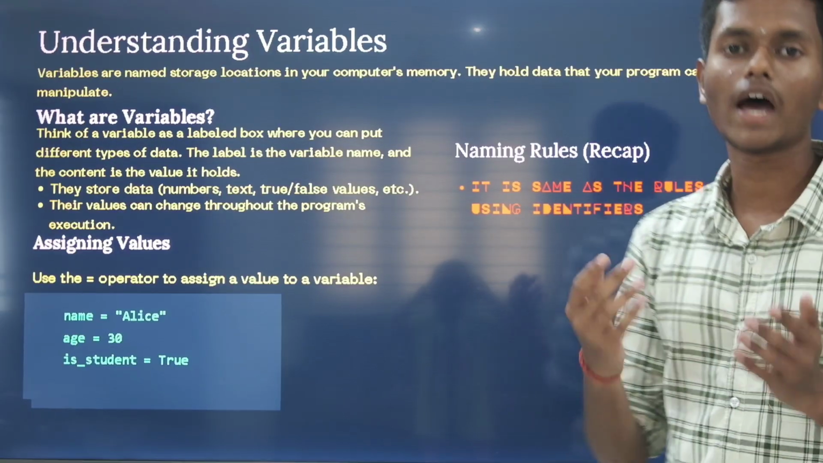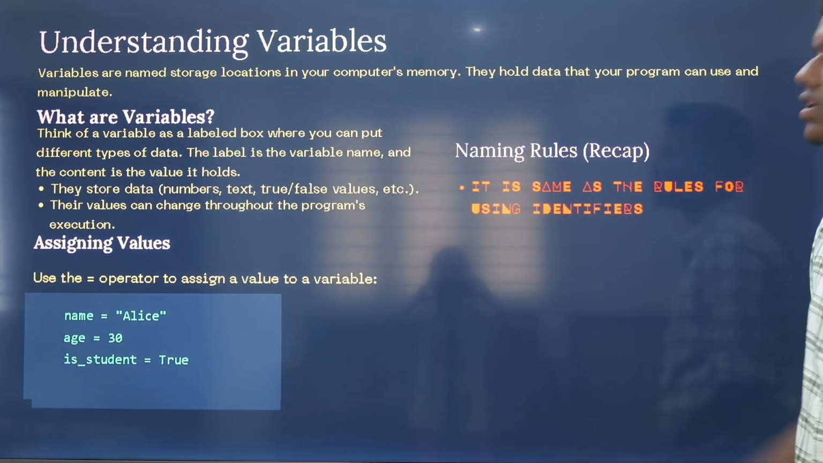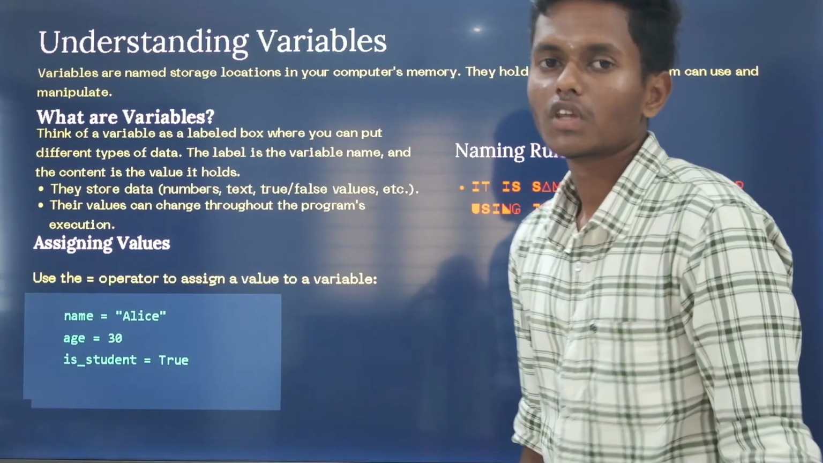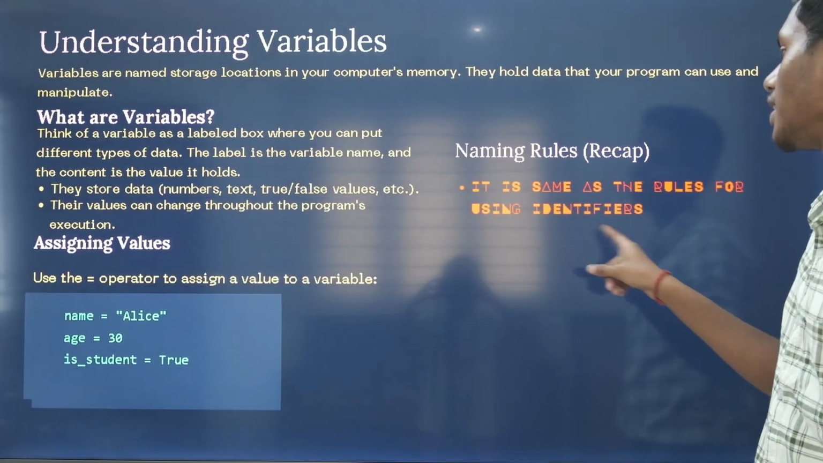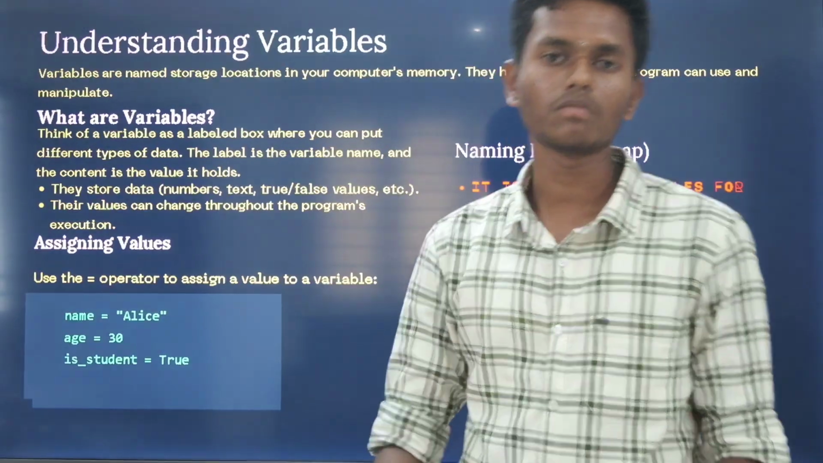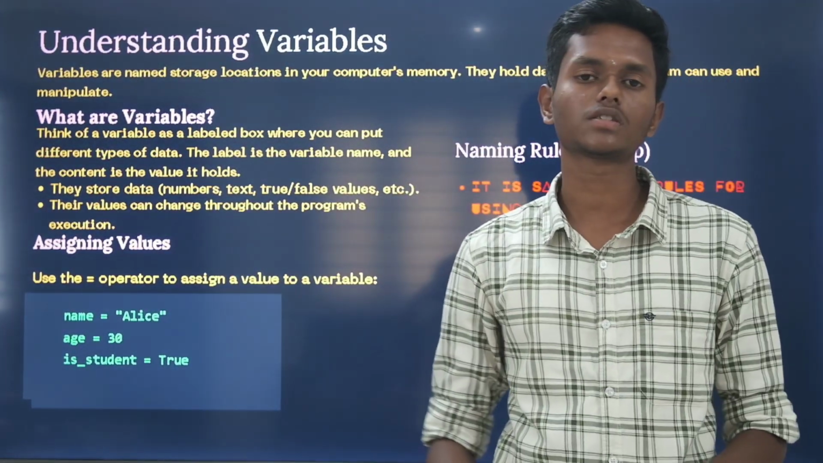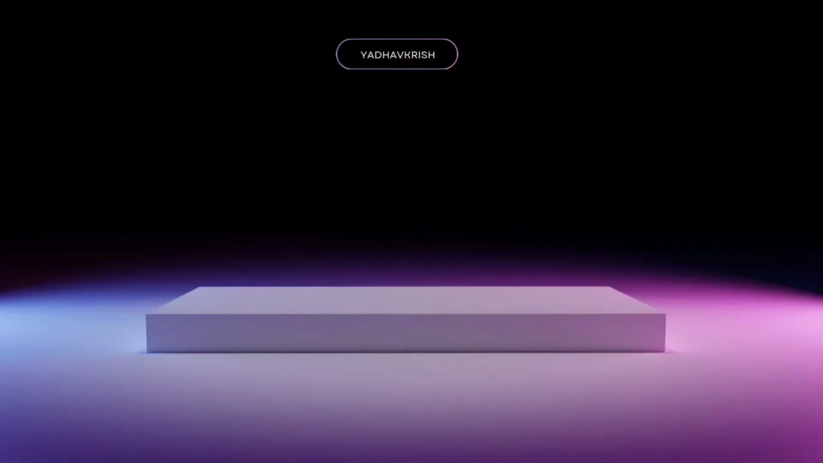Next we'll see how to name the variables. There are certain rules for naming variables. They use the same rules as those for identifiers.